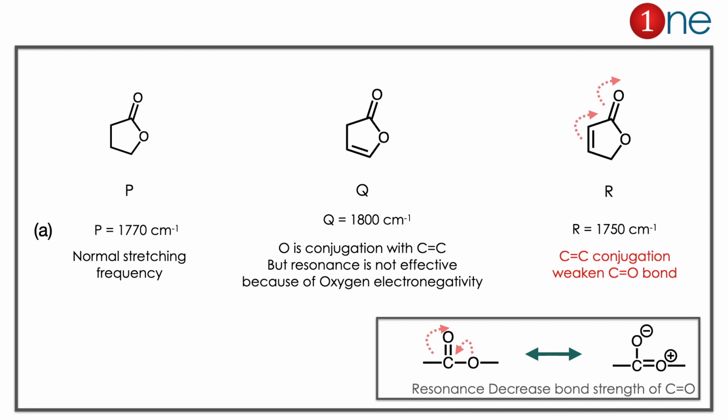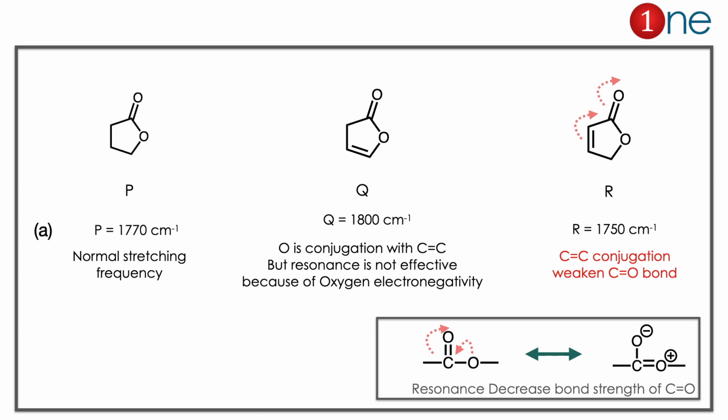Here you have 3 structures. The first one is very normal, nothing to worry about. It has a 1700 range. If you look at the second one, you have oxygen and a double bond in conjugation with the carbonyl. But oxygen has a peculiar property. It is more electronegative and doesn't donate electrons to the carbonyl group. So the stretching will be retained there. So the conjugation will not be effective there.